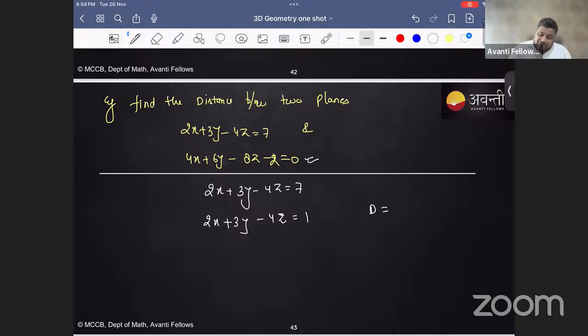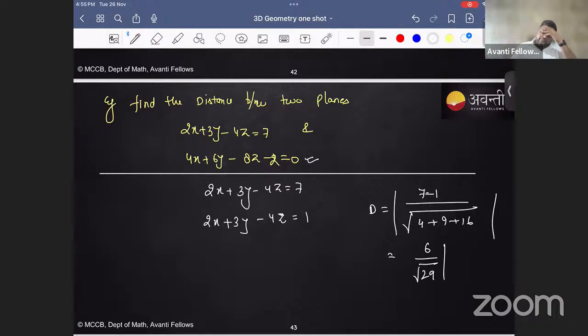So distance between them is 7 minus 1 upon under root of a square 4, b square 9, c square 16. So magnitude of this, it is 6 upon root 29. Got it? 6 upon root 29 is the distance between these two parallel planes. Distance between two parallel planes.